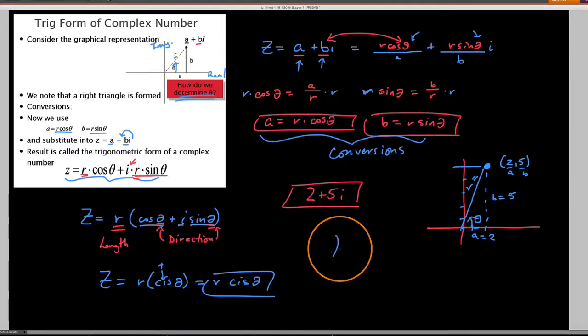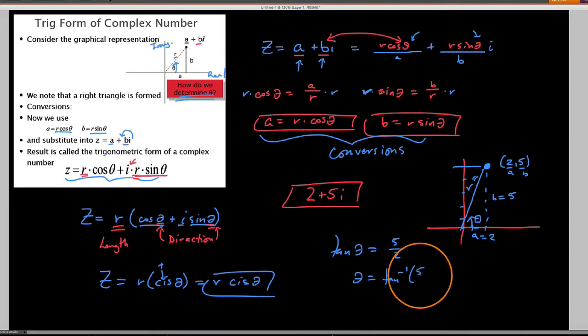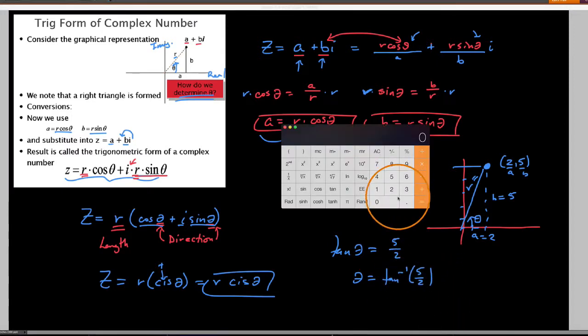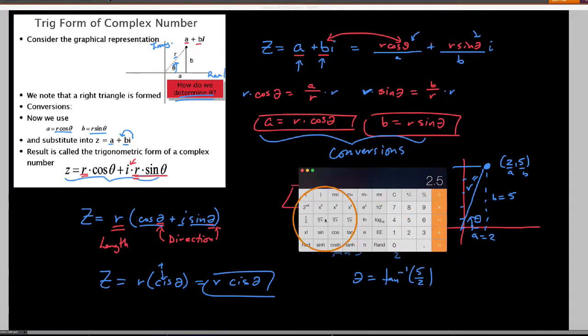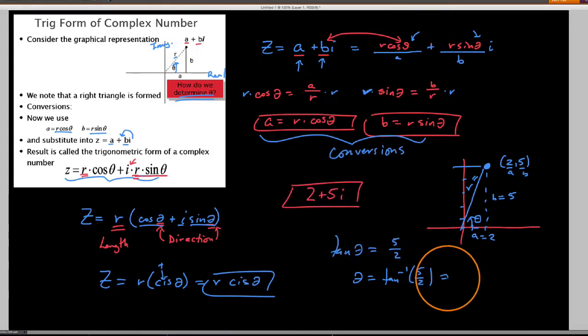So we could say that the tangent of this angle theta would be equal to 5 over 2, and we would get theta, or at least the reference angle for this, would be tan inverse of 5/2. So we say 2.5, which is our 5/2 there. If we do tan inverse of this, we get an angle of about 68.2 degrees. So about a 68.2 degree angle, okay?